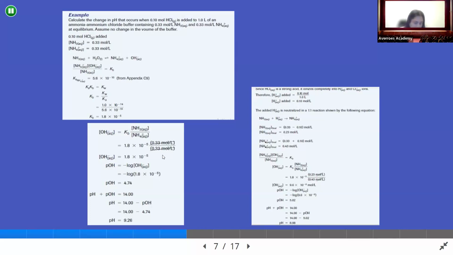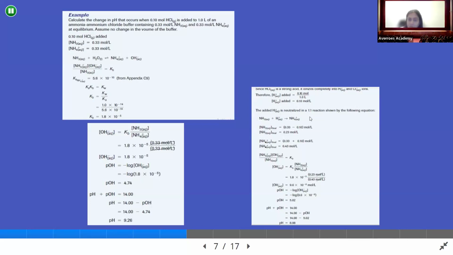However, we're not quite done there yet. Since HCl is a strong acid, it ionizes completely to H+ and Cl-. Therefore, the concentration of H+ added is our moles, 0.10 moles over 1 liter. So that's 0.1 moles per liter. And then the added H+ is neutralized in a 1-to-1 reaction as shown by the following equation. And it's 1-to-1. So our final concentration of NH3 is 0.23 moles per liter, and our final concentration of NH4+ is 0.43 moles per liter.